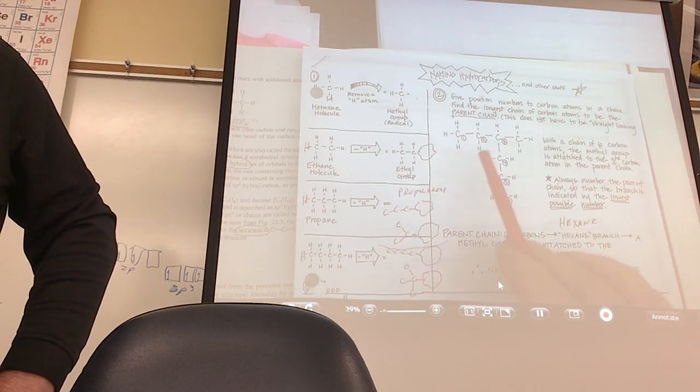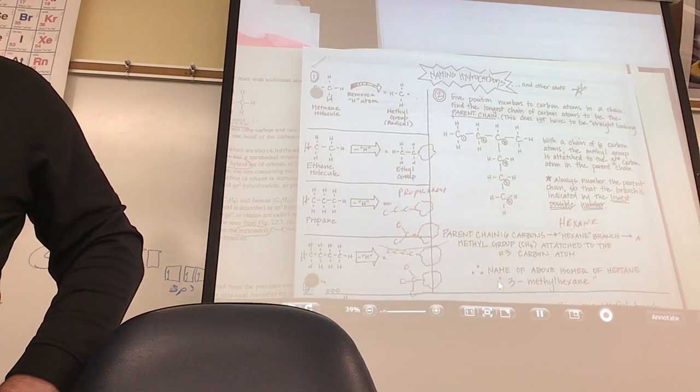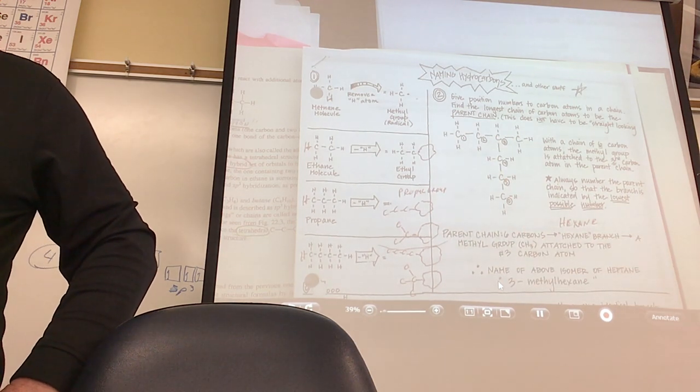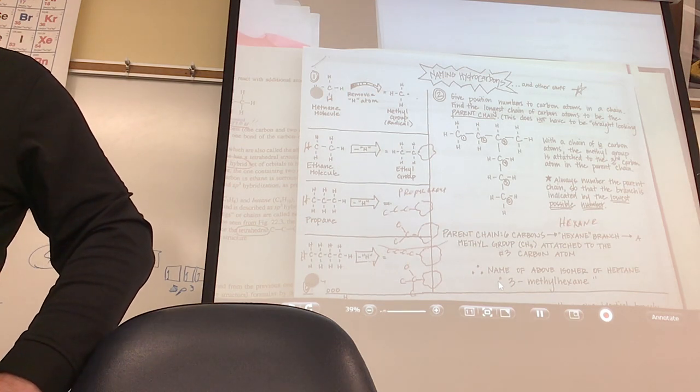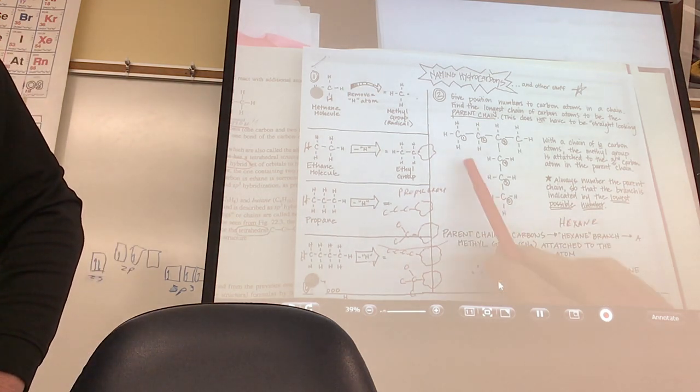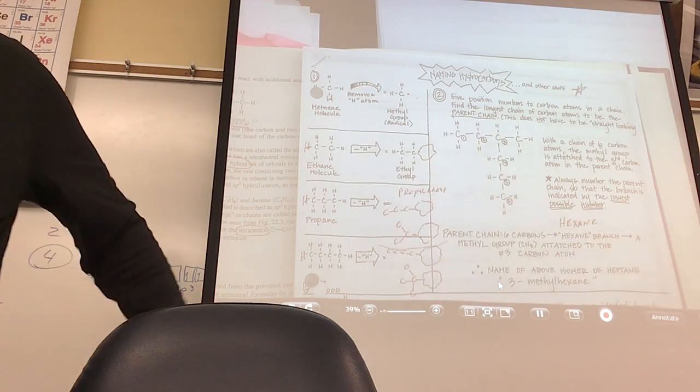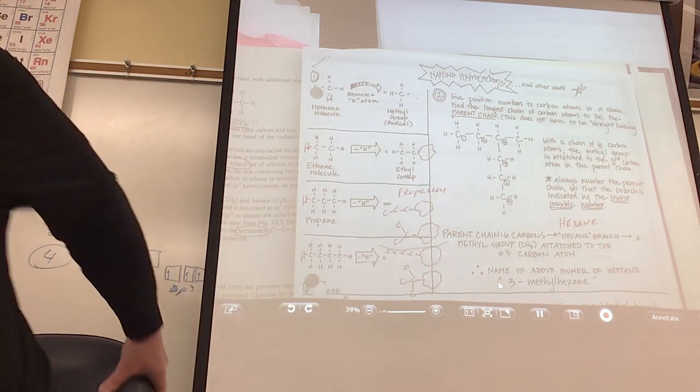The first thing you're going to do is look for the longest chain of carbon atoms. What's the longest straight chain? And when I say straight, they can be bent. Okay? What's the longest chain of carbons I can get? And this is when the bell rang yesterday. So let's look at this guy here.